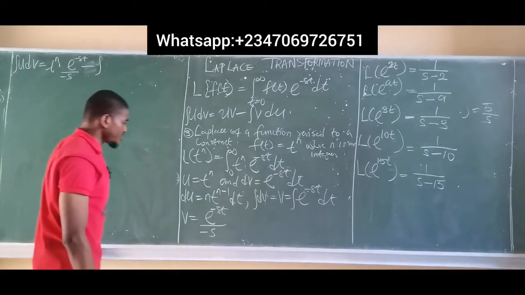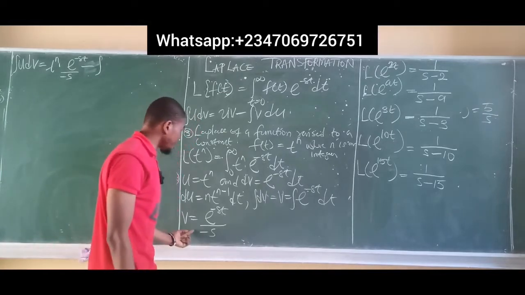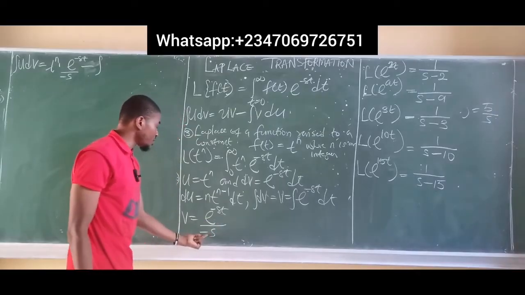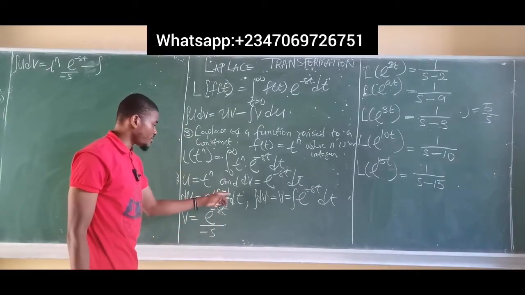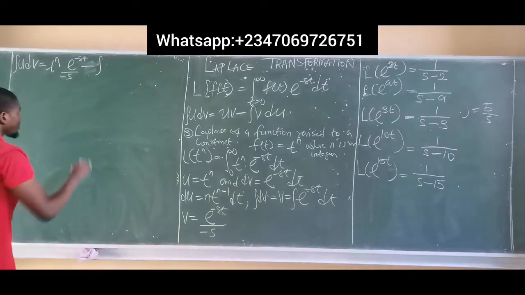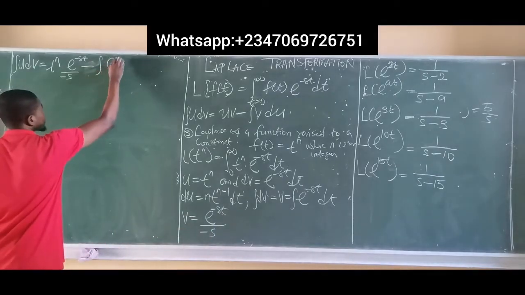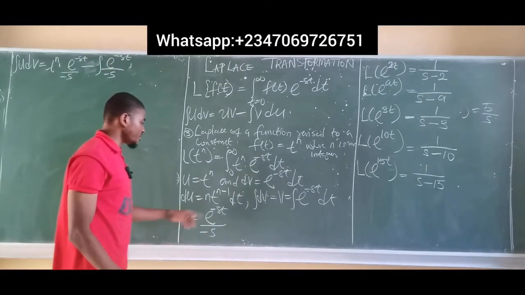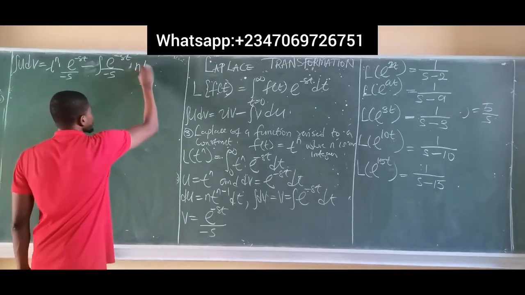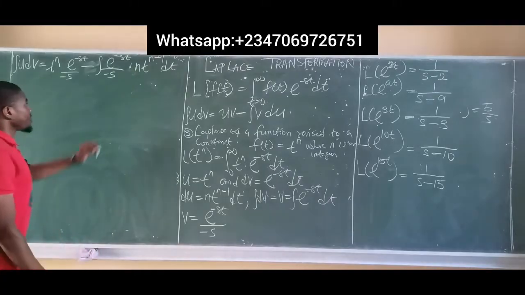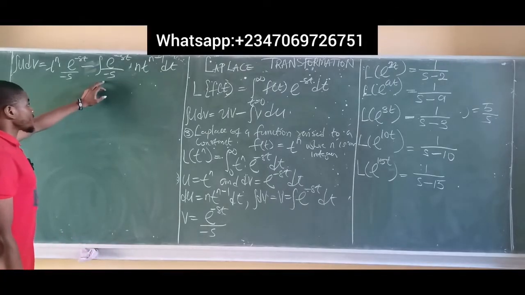Minus integral of v du. What is v now? V is equal to this, remember, minus integral of v du, and v is equal to this. Du is simply n t to the power of n minus 1 times dt. So let's put down the equations. Now we have, in place of v, exponential minus st all over minus s times du. Du simply gave us this, n t to the power of n minus 1 times dt.